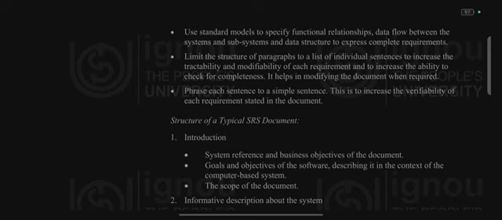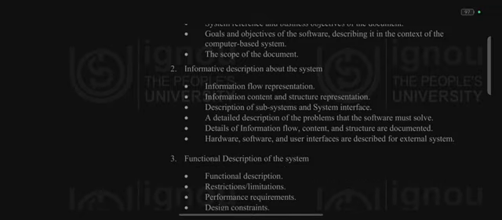Structure of a typical SRS document. Introduction. System reference and business objectives of the document. Goals and objectives of the software describing it in the context of the computer based system. The scope of the document. Informative description about the system. Information flow representation. Information content and structure representation. Description of subsystems and system interface.